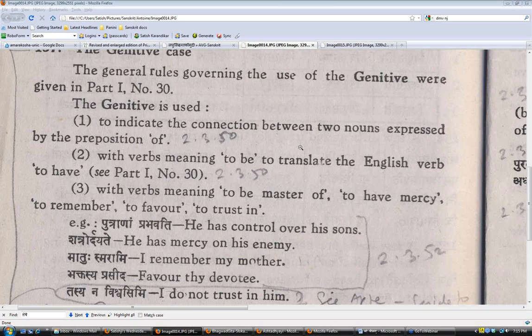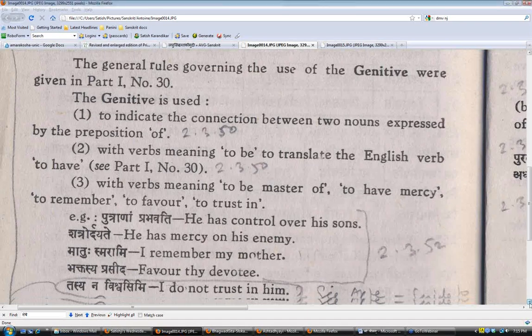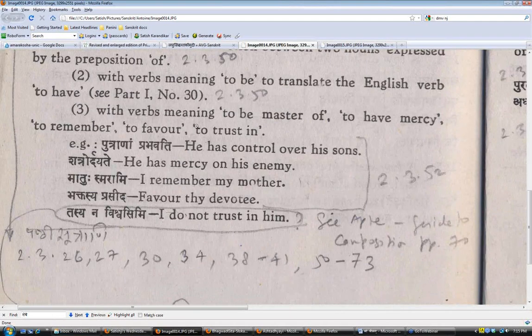Okay. Now comes some special dhatus with special meanings. Now going back to what Vasu was saying about compounds. Let's take some of these meanings: words meaning to be master of, to have mercy, to remember, to favor, to trust in. Putranam prabhavati. He has control over sons. He is master of his sons. Now, the question is that could I maybe use Saptami, Putreshu prabhavati, possibly Putran prabhavati, maybe in Dvitiya, he controls his sons.